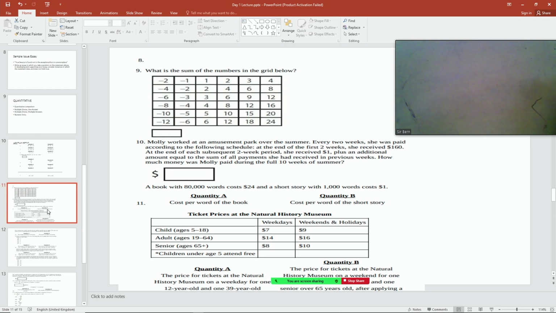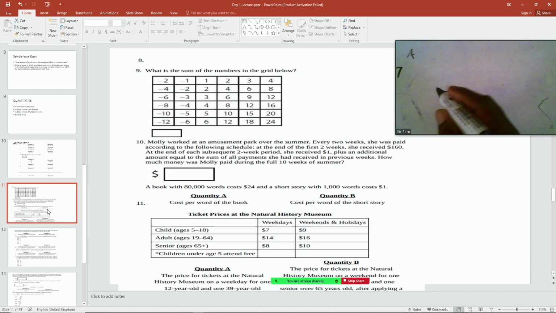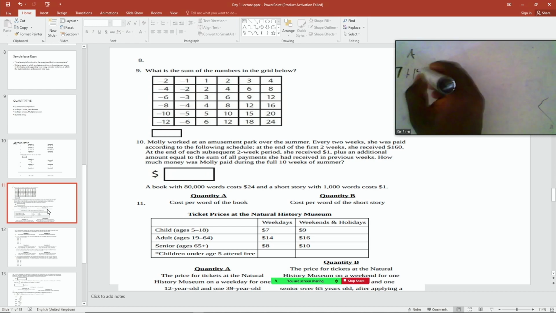So looking at the age range, one 12-year-old on a weekday is $7. So quantity A, we have $7. Then one 39-year-old. The 39-year-old is within the range of adults, 19 to 64, so that's for a weekday also $14. So the total for this is going to be $21.